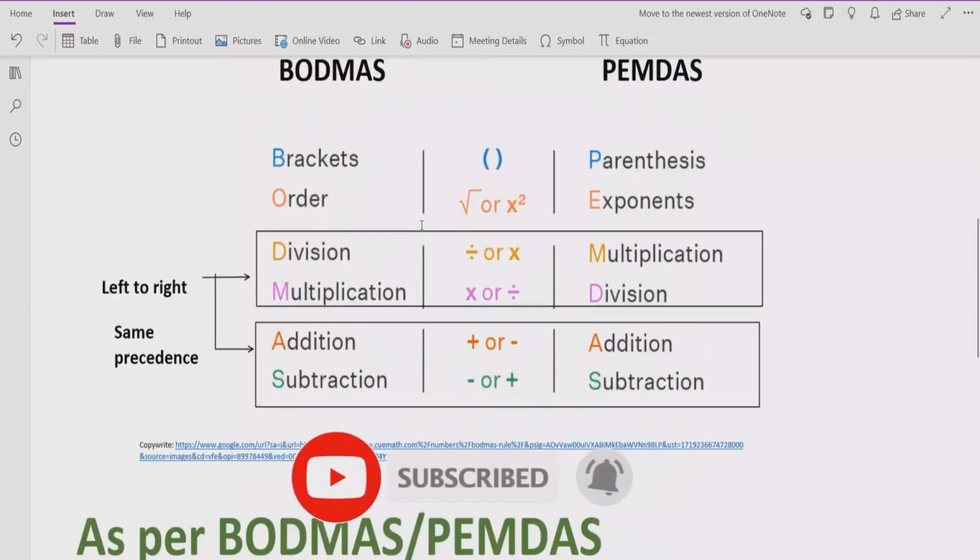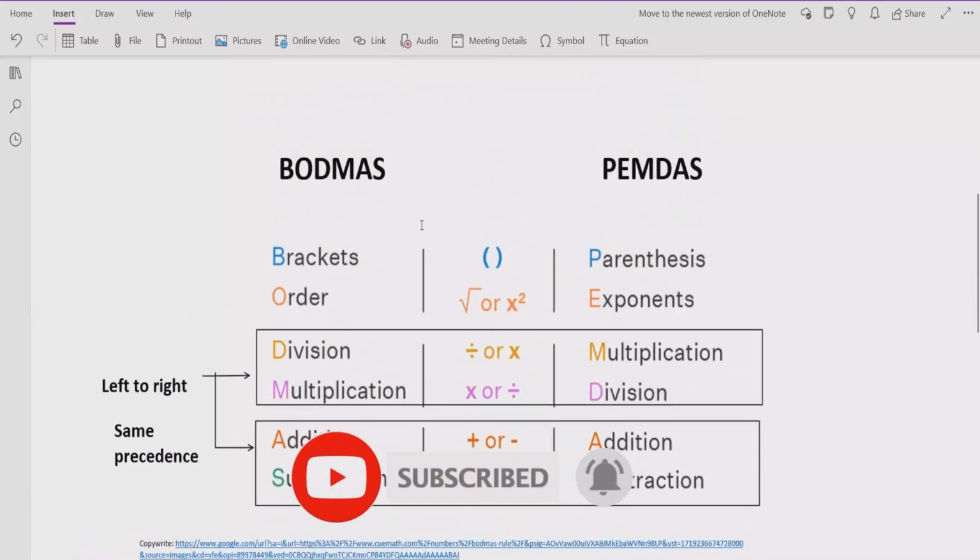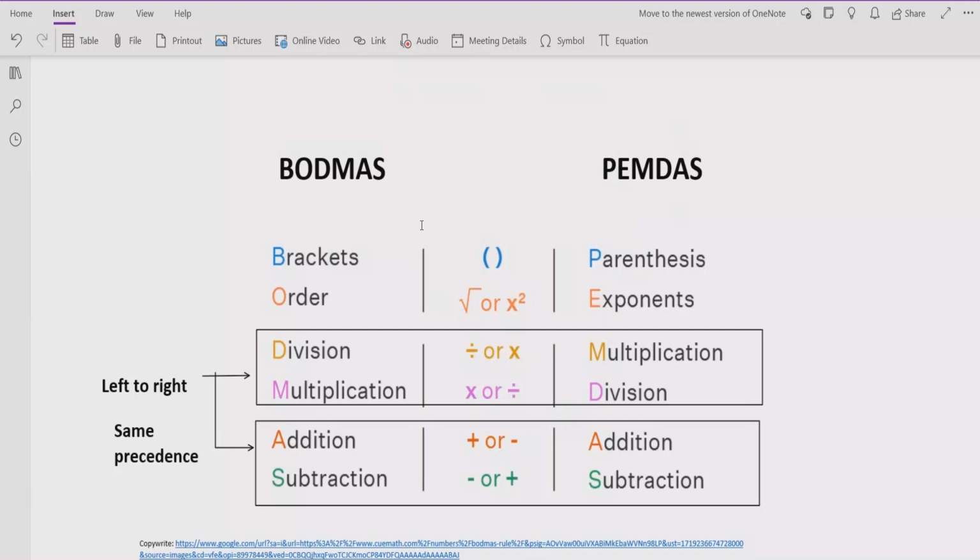Now, just recall what are the rules which we can apply to solve the given expression. Here we will discuss two rules, PEMDAS and BODMAS. These rules we can apply to solve any arithmetic expression and the rules are the same. Basically some of them use BODMAS and some of them use PEMDAS.